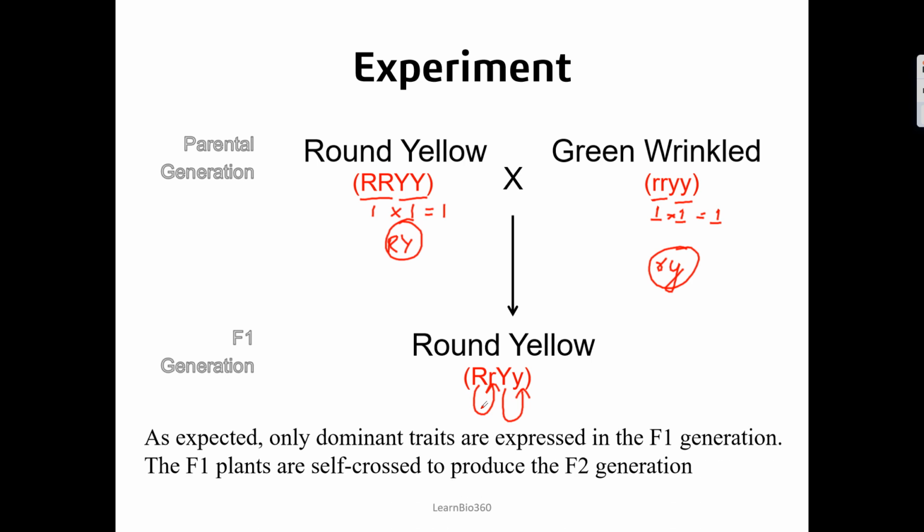For producing the F2 generation, we are going to fuse this capital R, small r, capital Y, small y, that is F1 cross F1. We are going to cross F1 with another F1. If you see here, this capital R, small r, both are different, so you need to write 2. Here capital Y, small y, both are different, so again you need to write 2. Multiply them, 2 into 2 is equal to 4. It means 4 different gametes are produced in this case.